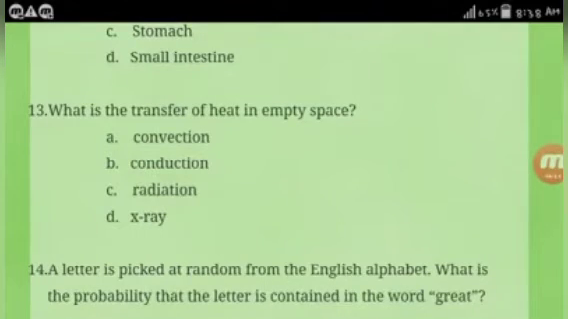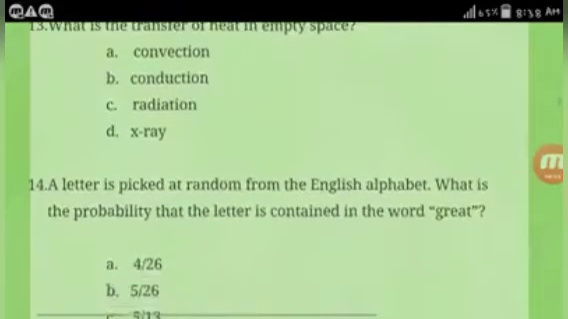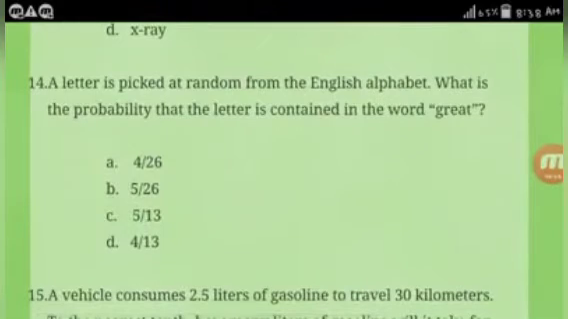And convection is solid to liquid. Okay, so the answer here is letter C, radiation. Next, a letter is picked at random from the English alphabet. What is the probability that the letter is contained in the word great?